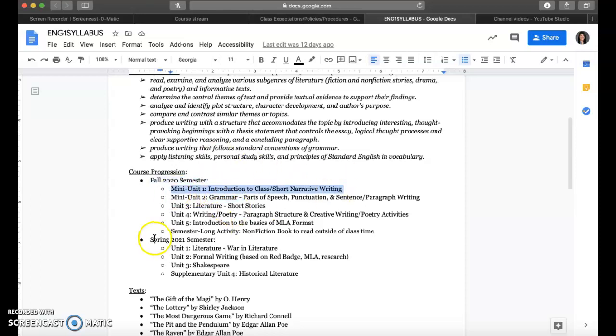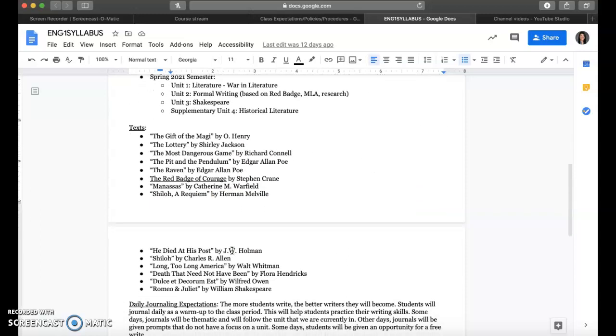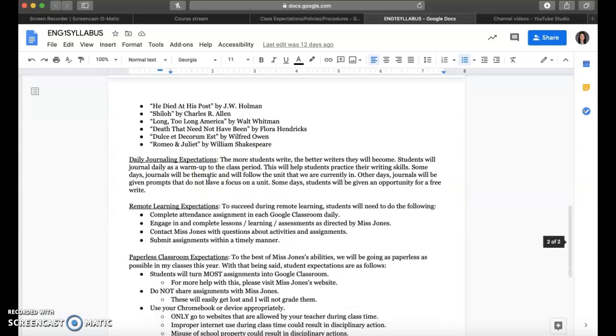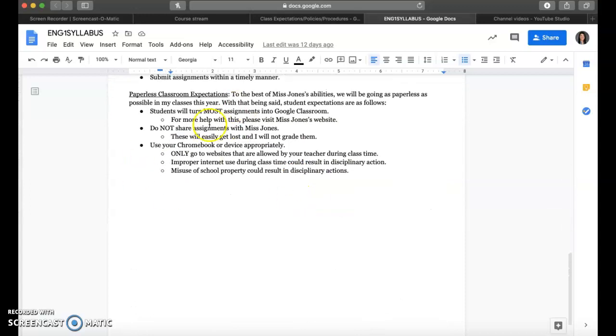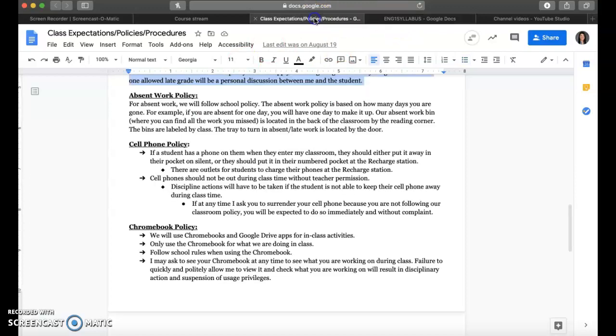Okay, we're going to be starting a short narrative essay next week. Next unit after that will be short stories. This is a pretty fun unit. After that, we'll get into writing and poetry, and then the basics of MLA, and then a nonfiction book to read outside of class. So that'll all be fun. These are the main texts we're going to read: daily journal expectations, remote learning expectations, and paperless classroom expectations. I have faith that you guys can read all those on your own.